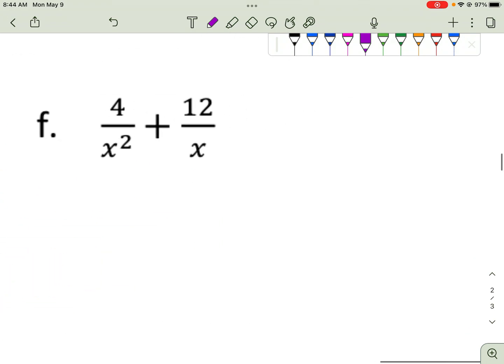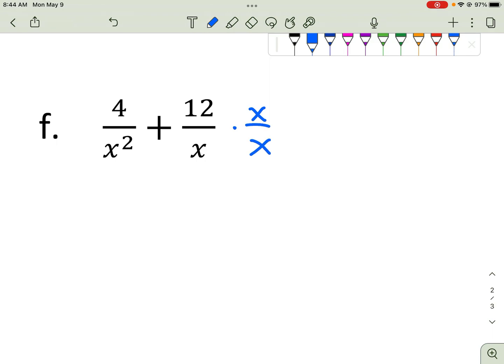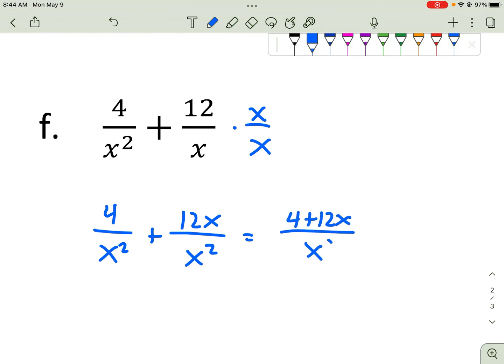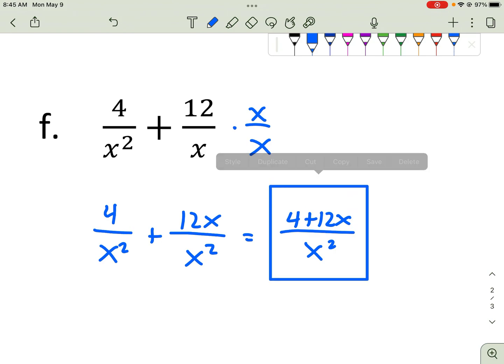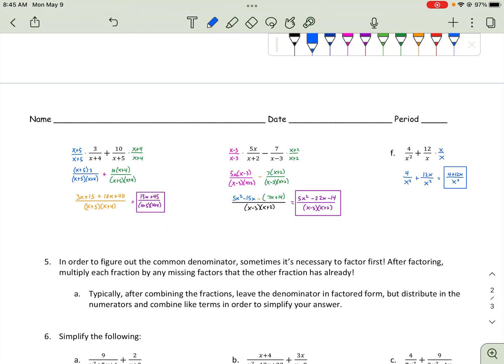All right, moving over to F. This one's actually a little easier because this one has x squared and this one only has a single x in it. So all we have to do is multiply this one by x over x. And that will give us 4 over x squared, that one didn't change, plus 12x over x squared. And now we can add these as 4 plus 12x, keep the denominator the same. And yeah, you can write 12x plus 4 instead. That's how we would normally write it, probably like in standard form. But you don't have to either, it's okay. And there you have it. Okay, so that one's a little easier.